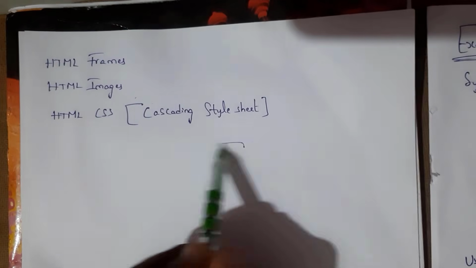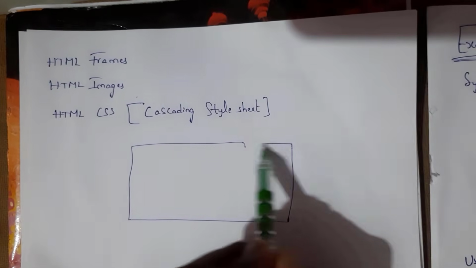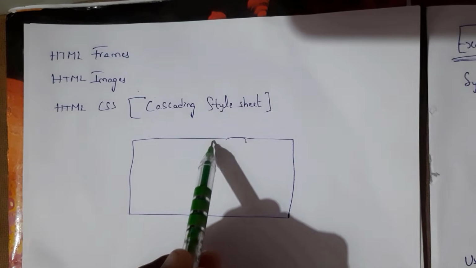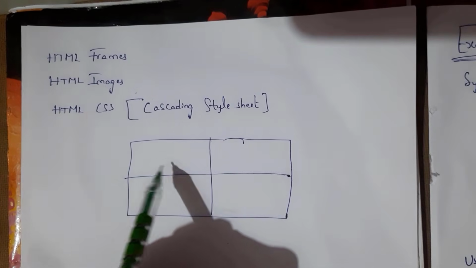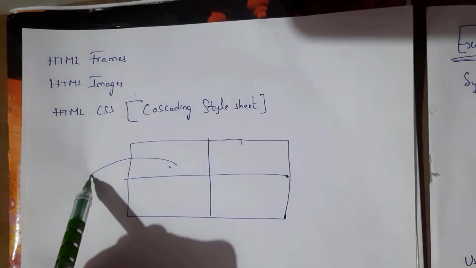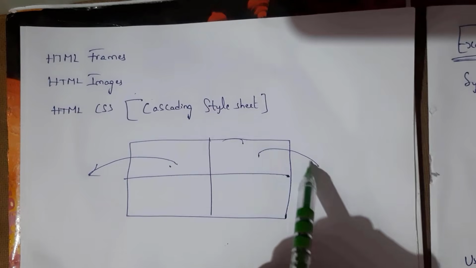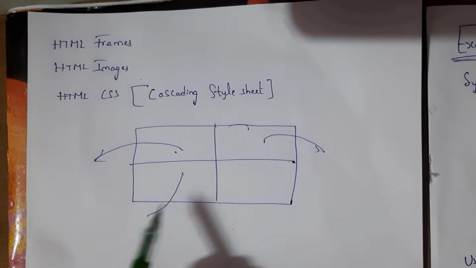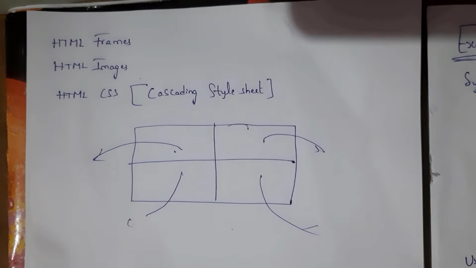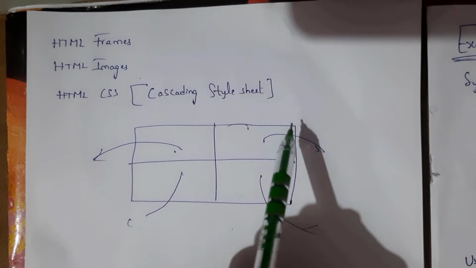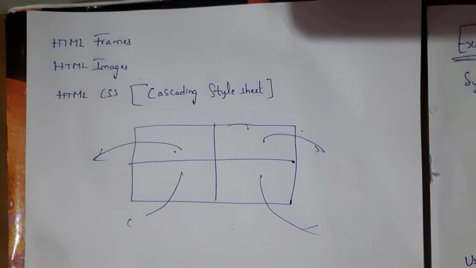For example, this is our window, this is our screen. I want to divide this screen into multiple parts, and then I want to write separate code for this part, and separate code for this part, and separate code for these two parts. This is known as a frame. Dividing our window into multiple parts, and then we write a program for each part. This is known as an HTML frame.